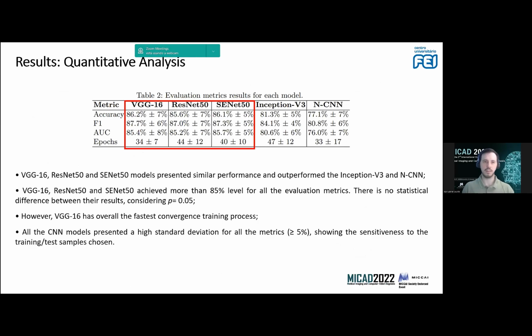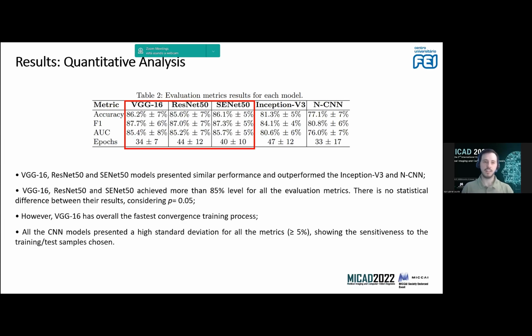And now let's take a look at our results, starting with the quantitative analysis, I mean the evaluation metrics. As you can see on table 2, the VGG, the ResNet, and the SqueezeNet models presented a similar performance and outperformed the Inception V3 and the NCNN. Those 3 models achieved more than 85% for all the evaluation metrics, and there is no statistical difference between their results. However, VGG has overall the fastest convergence in the training process. I mean, it needed fewer epochs to converge.